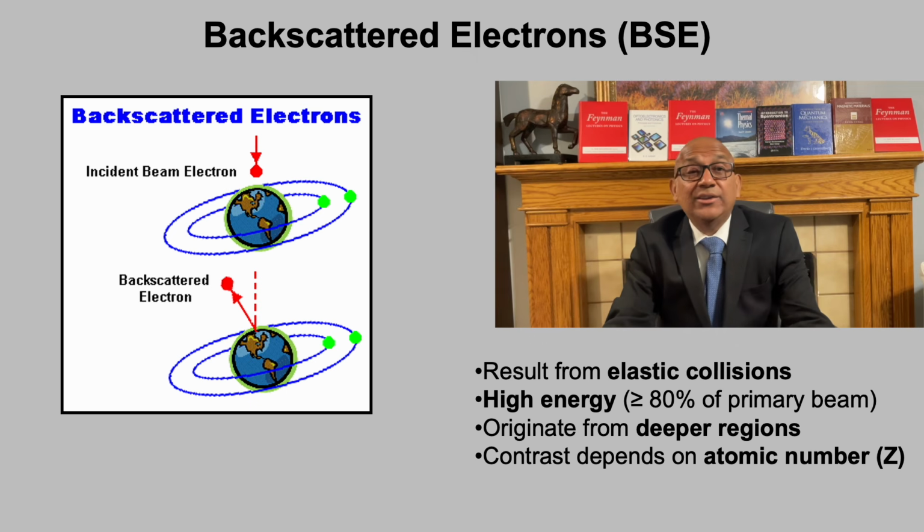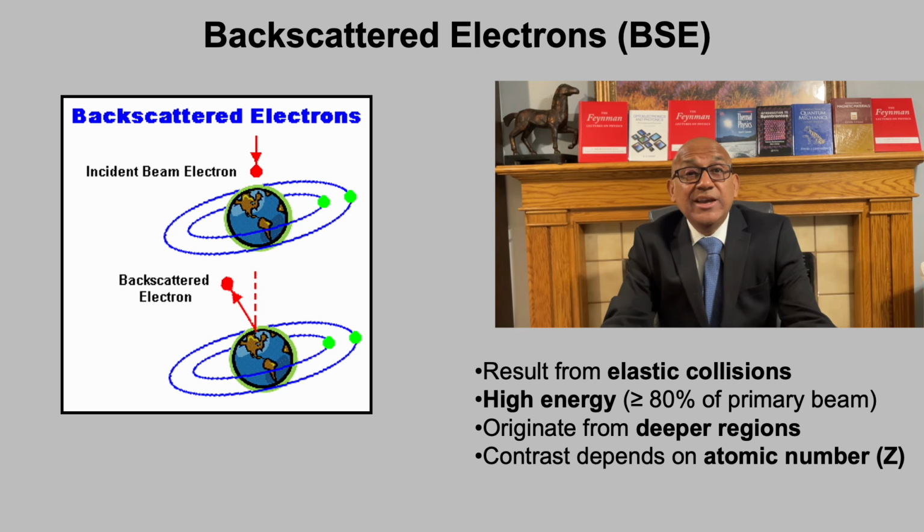We now turn to backscattered electrons, which arise from a very different interaction mechanism than secondary electrons. Backscattered electrons are produced by elastic collisions, where the incident electron interacts primarily with the atomic nucleus. Because there is little energy transfer in an elastic collision, these electrons retain a large fraction of the original beam energy, typically 80% or more of the primary electron energy. Their high energy allows backscattered electrons to escape from much deeper regions within the specimen compared to secondary electrons.